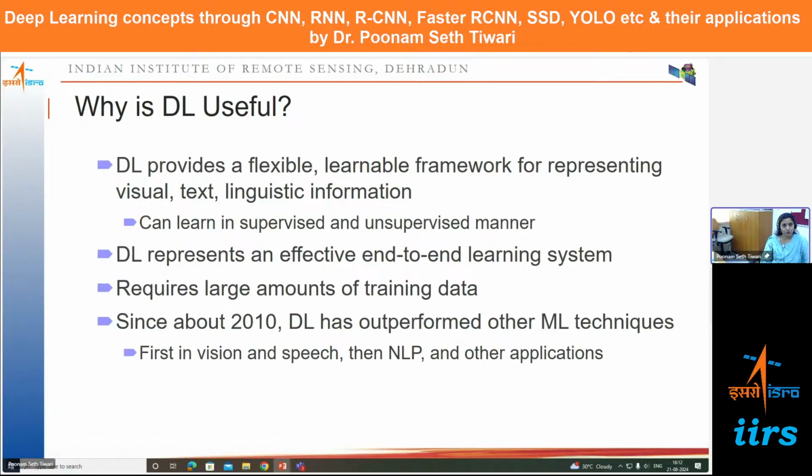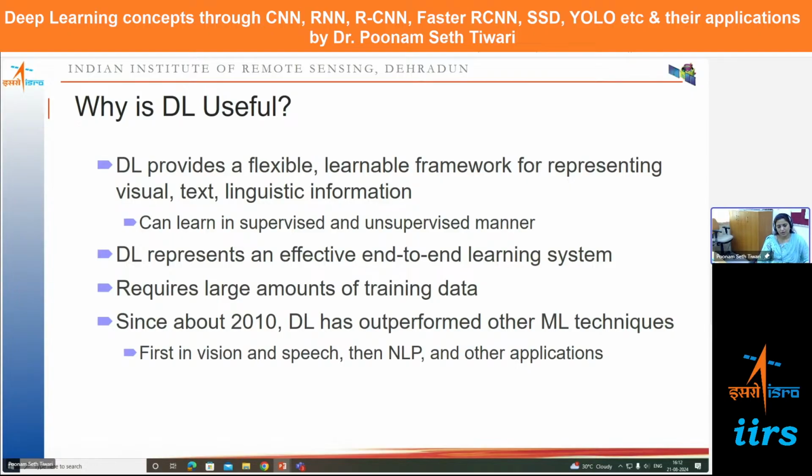So why is deep learning useful? Deep learning provides a flexible learnable framework for representing visual information, that means images, text, as well as linguistic information, that means audio clips, visual clips, everything can be done using deep learning. So it can learn in a supervised as well as unsupervised manner. Deep learning represents an effective end-to-end learning system. It requires a large amount of training data.